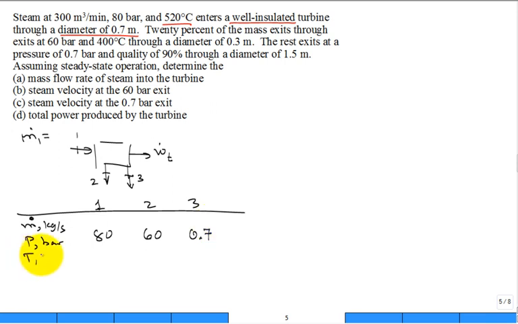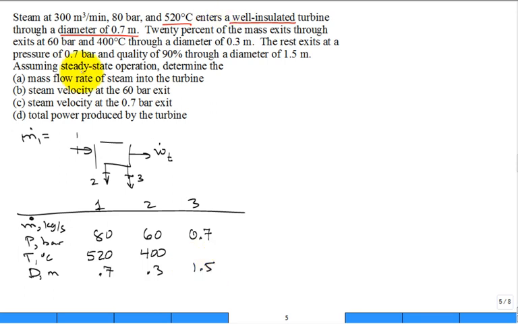And the temperature in degrees C, let's just organize the information, 520 degrees C. Then it goes out at 400 degrees C. And they really don't tell me what it goes out at for state 3, although I can probably deduce it, just like I can calculate the mass flow rates. Let's take a look at other information they give us. The diameter of the flow, and that's in meters. So the pipe diameter bringing in steam 1 is 0.7 meter. It's going out 0.3 meter and 1.5 meter.